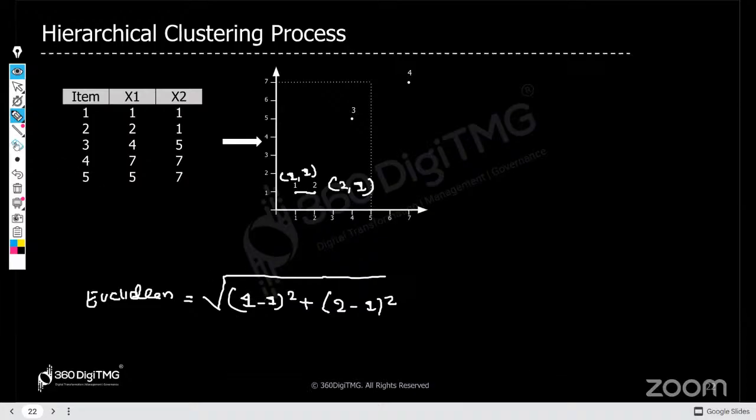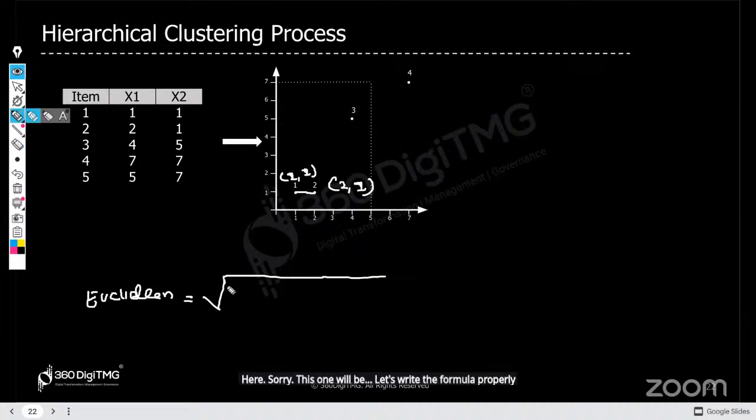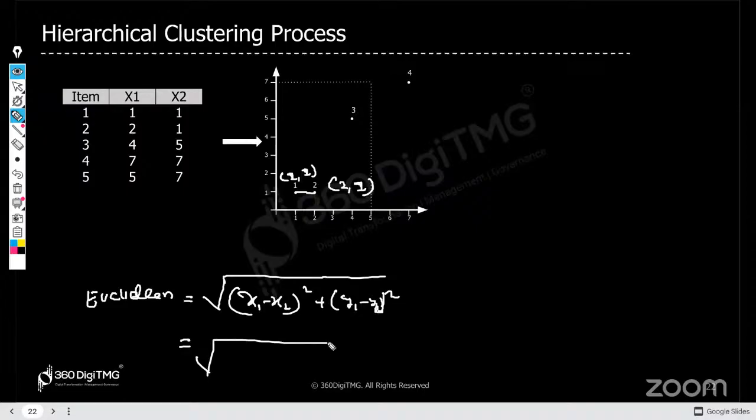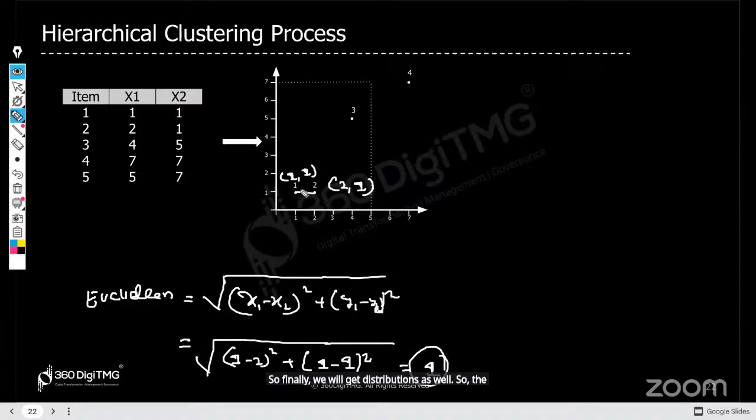Let's write the formula properly. We have (x1 minus x2) whole square plus (y1 minus y2) whole square. So we get (1 minus 2) whole square plus (1 minus 1) whole square. Finally, we will get the distance as 1. So the distance between data point 1 and 2 is 1.